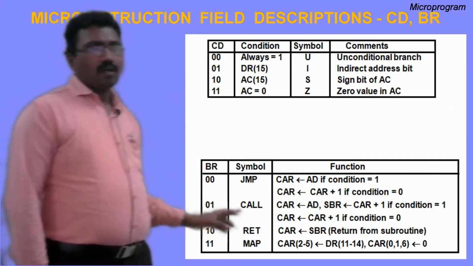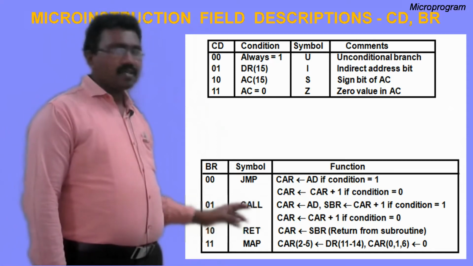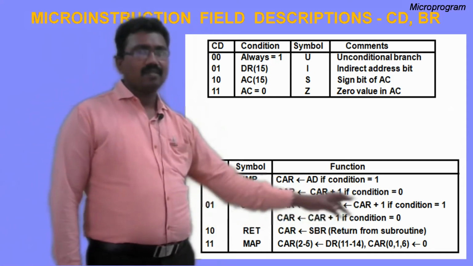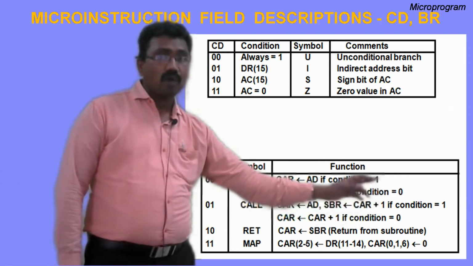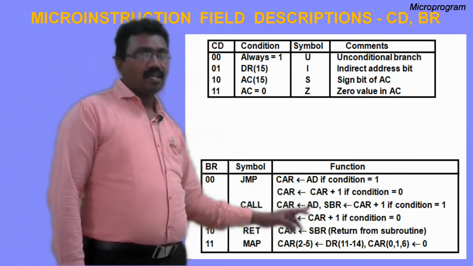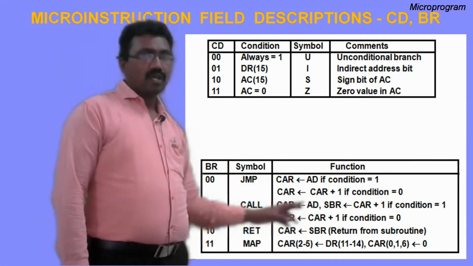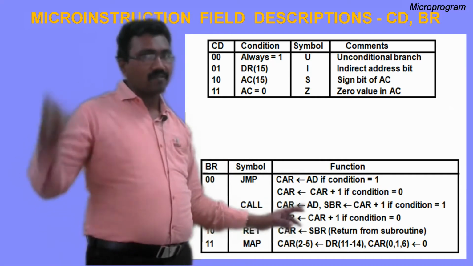If it is 01, which defines call subroutine. If the call is success, that means if condition is equal to 1, then only the call is success. If the call is success, the address field content is transmitted to CR. That is the starting address of the subroutine.